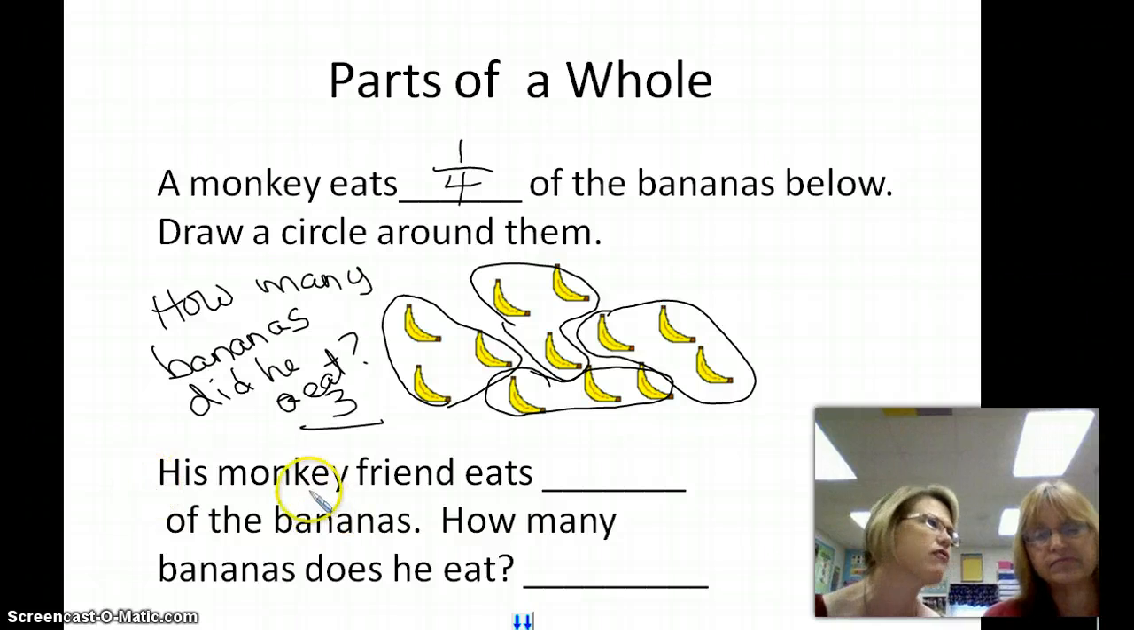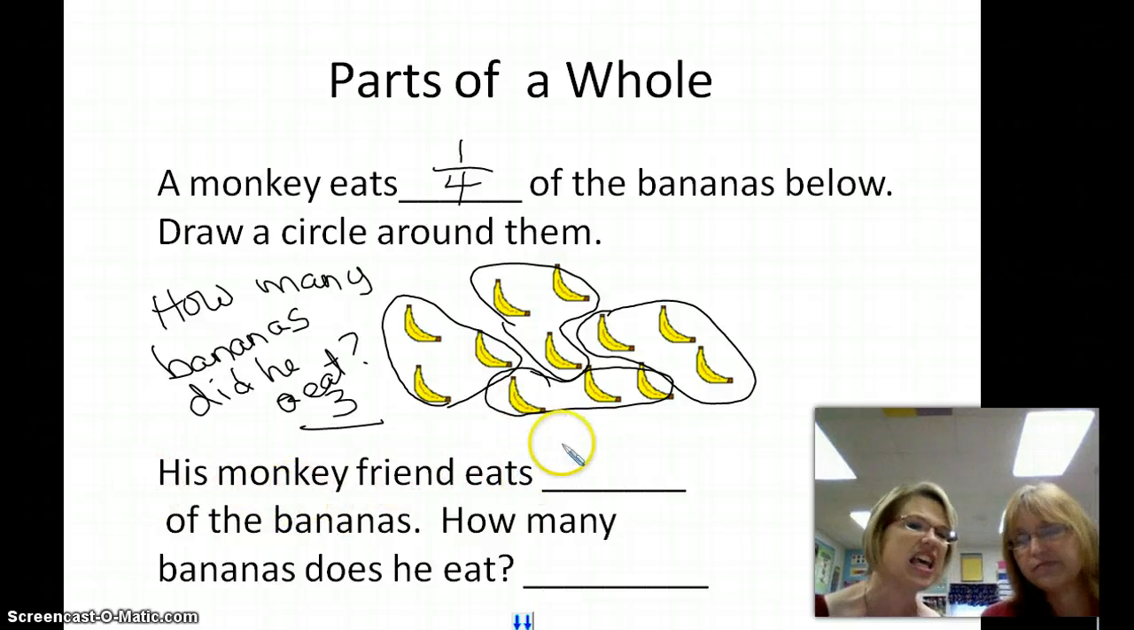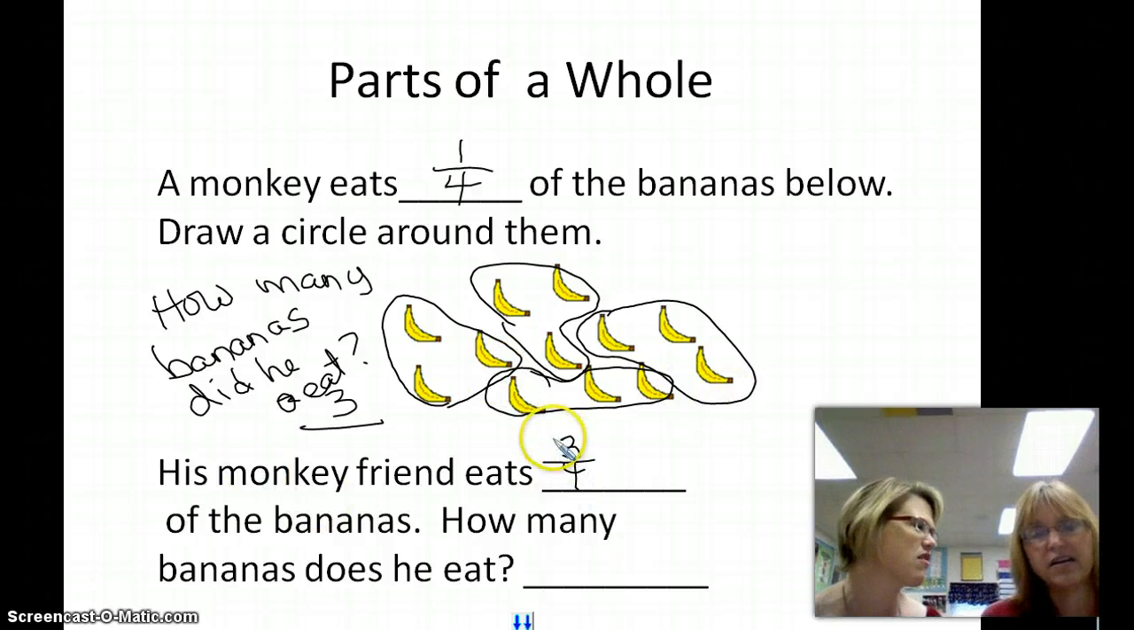Okay, so how many bananas did he eat? Because if you made 4 groups, one of these has 3 bananas in it, right? Okay, so his monkey friend is really hungry. He eats 3/4 of the bananas that are in that group. How many bananas does he eat?